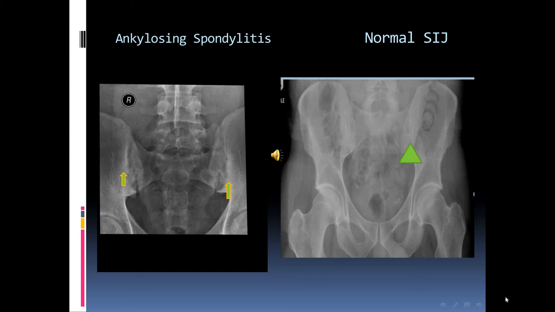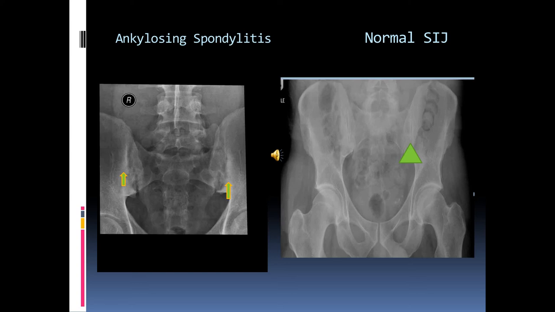In ankylosing spondylitis, which is a seronegative arthritis, we have early changes that are usually seen in the sacroiliac joint. And here I put two slides for you. On the right side we have the normal sacroiliac joint, and on the left side we have the ankylosing spondylitis changes. Normally the sacroiliac joint appears as a very thin lucent line on both sides of the sacrum. So the triangular shape here, which is marking the left sacroiliac joint, is a very narrow or very thin lucent line. This is a normal one.